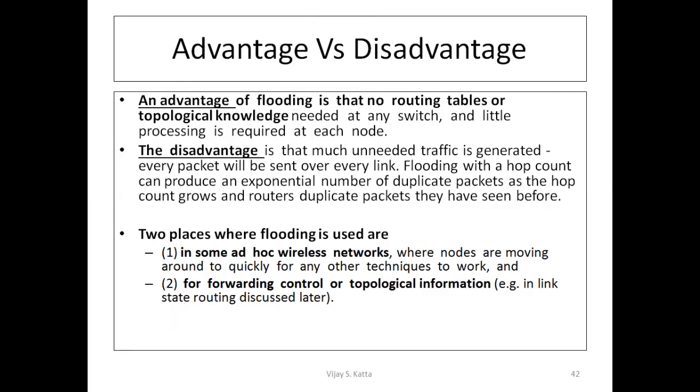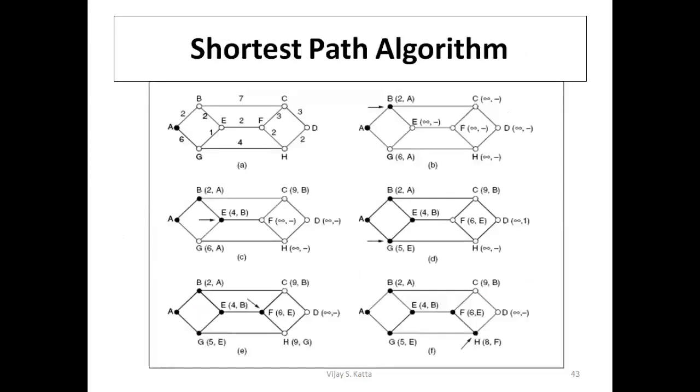But still, we use this flooding technique for some purposes, like in some ad hoc wireless networks where nodes, that is nothing but our laptops or mobiles or moving devices, move quickly. So to identify these devices, we use the flooding technique. And most important, for forwarding the controller topological information, that is called the routing information, in the link state routing algorithm. Now, link state routing algorithms are currently used in many technologies.